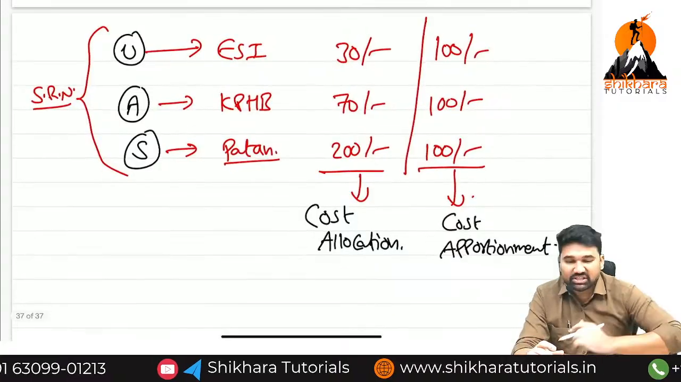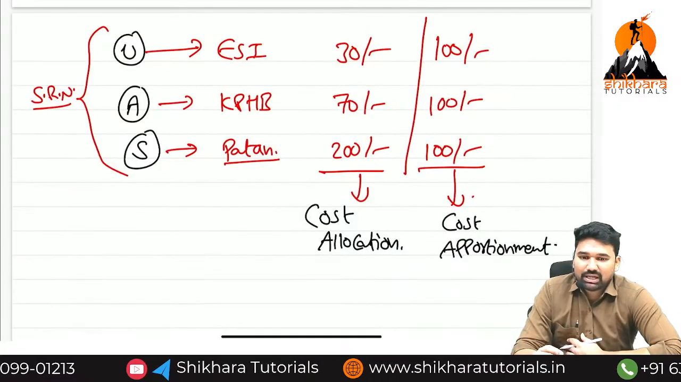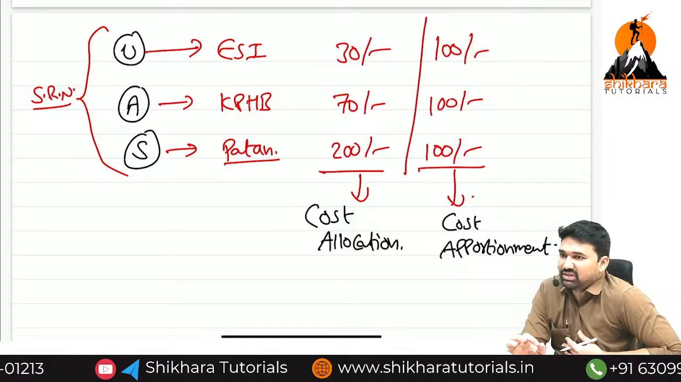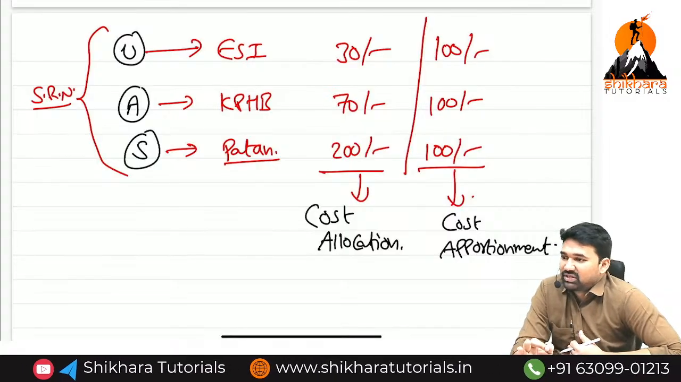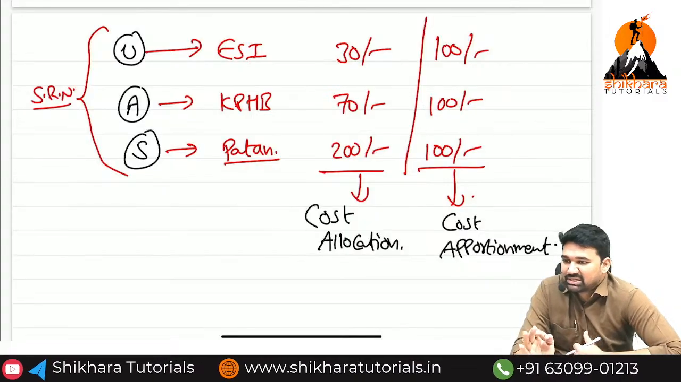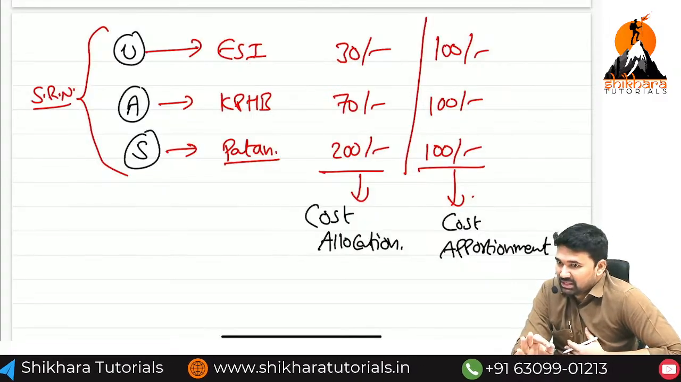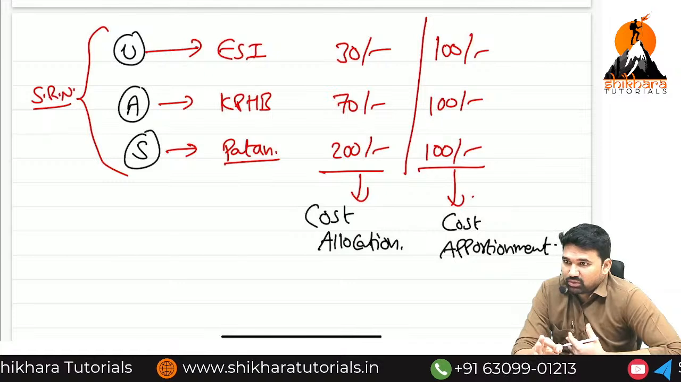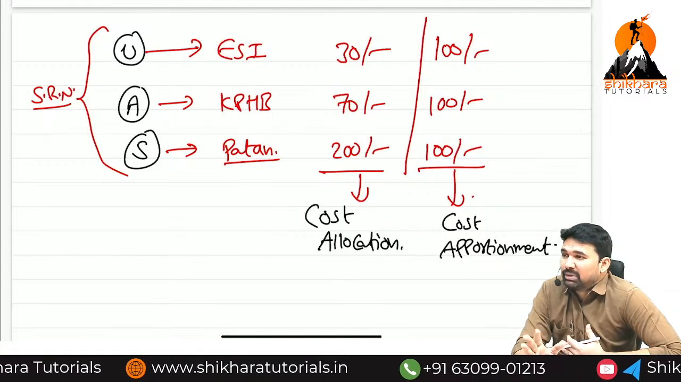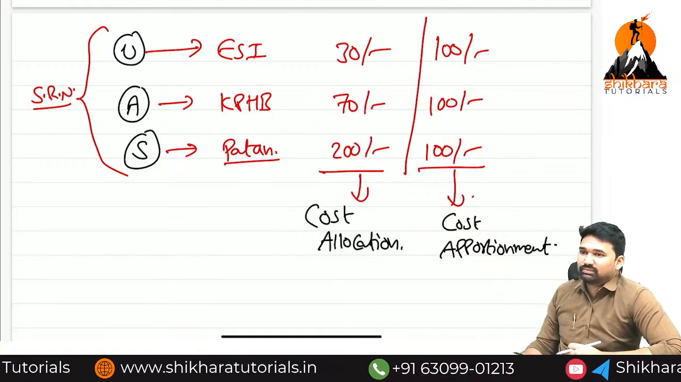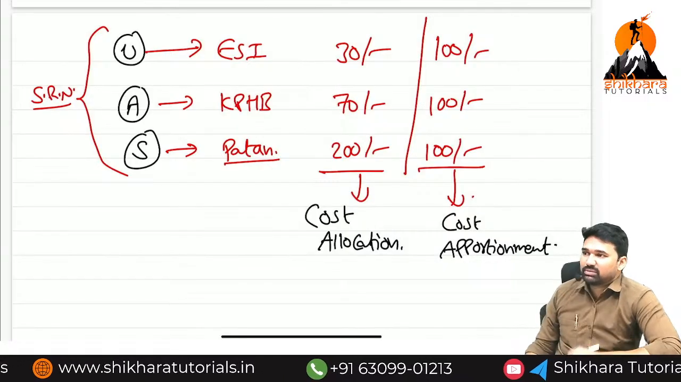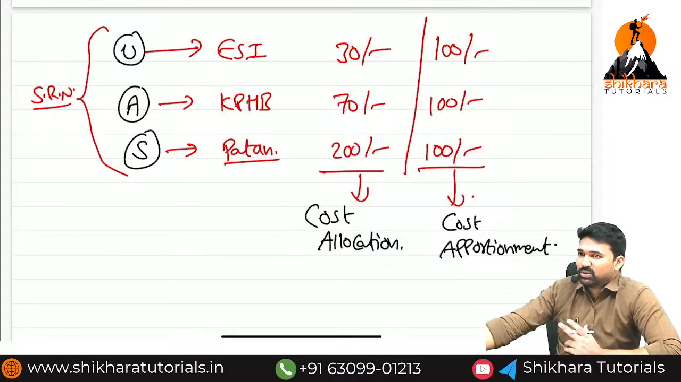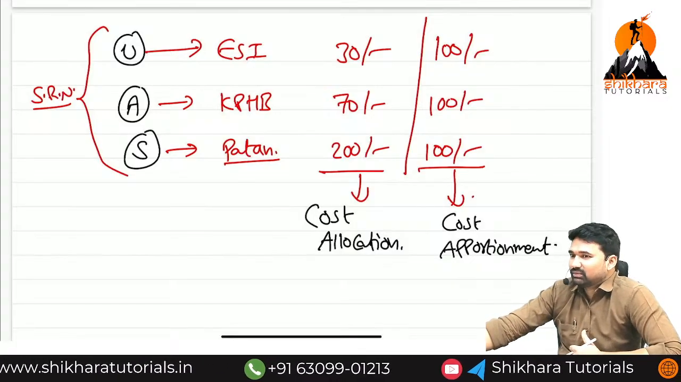So this is with respect to cost allocation and cost apportionment. Are we clear with this? I am taking separate time to discuss cost allocation and cost apportionment because we are going to apply these in a practical way in coming sessions. At that time, I won't explain again. I'll simply say cost apportionment or cost allocation, and you should be able to catch my point. Clear?